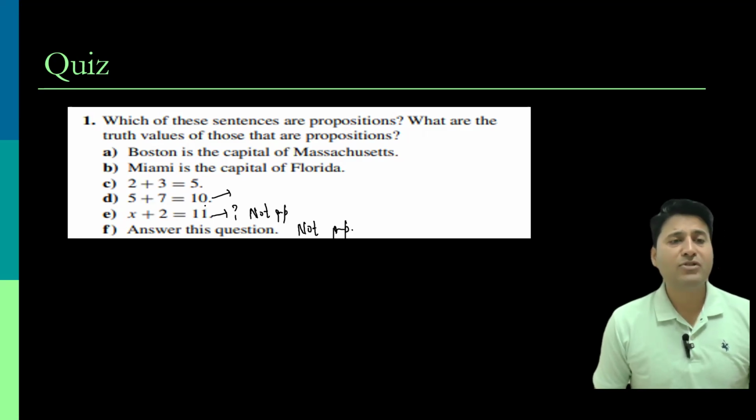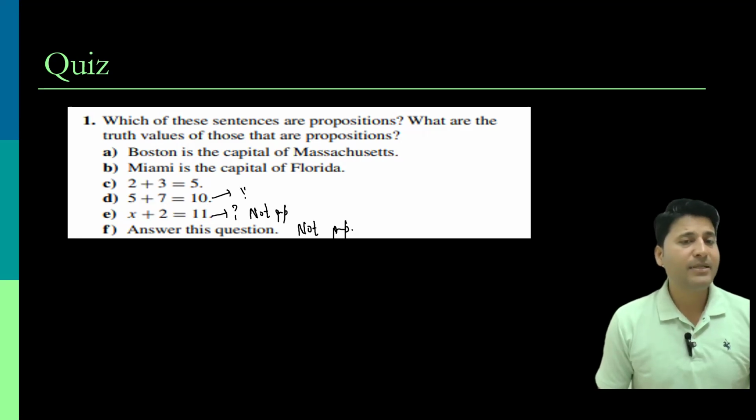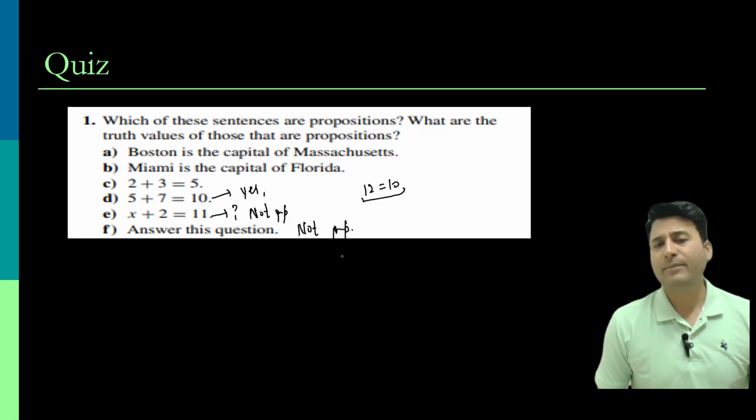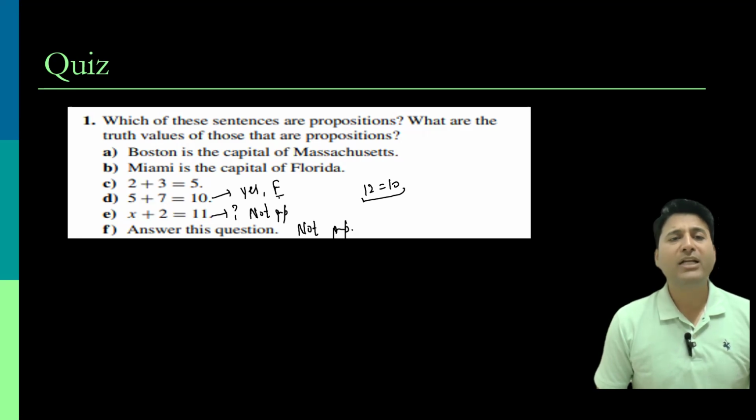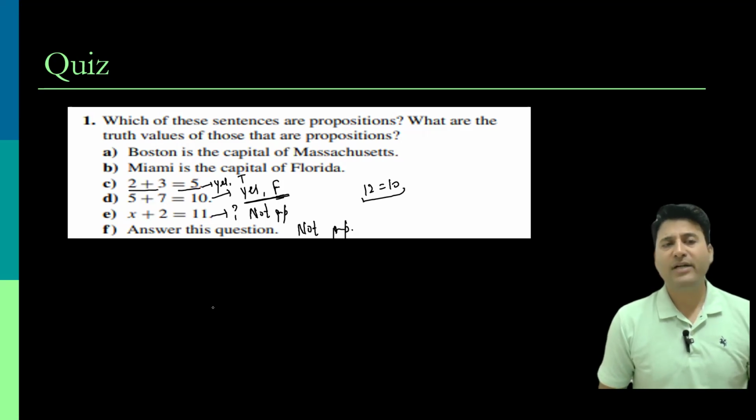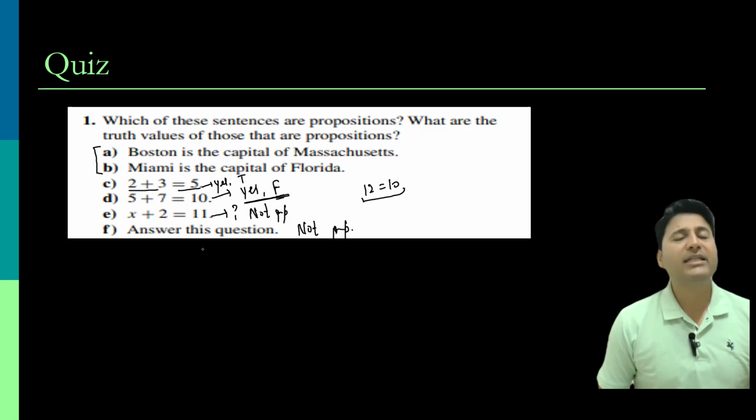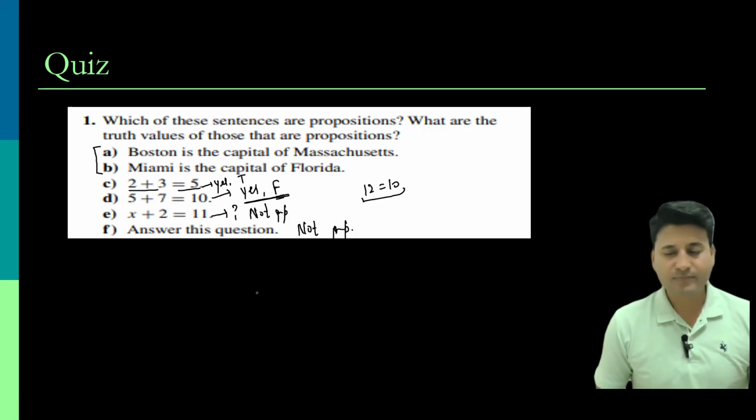5 plus 7 equals 10. Is it a proposition? Yes, it is a proposition and the truth value is what? It is 5 plus 7, 12 equal to 10, which is not mathematically true. So the truth value will be F. So the D part is a proposition with the truth value F. This is also a proposition with the truth value T, because 5 equals 5. In the same manner, think on these two pieces of information too.